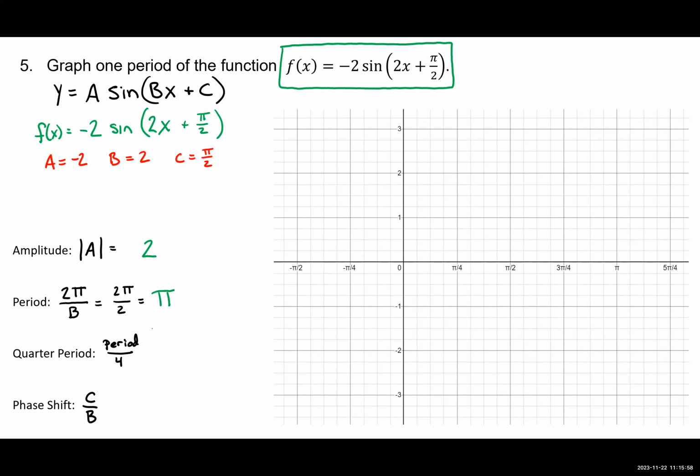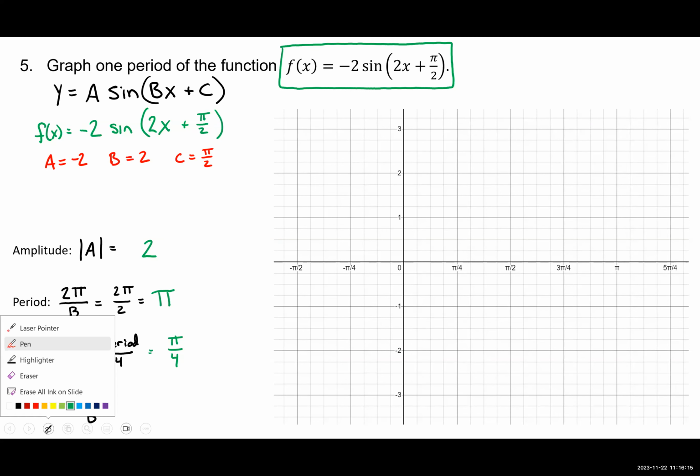Quarter period, divide that by 4. So that's pi over 4. So every pi over 4, the graph is going from 0 to max, that max to 0, all those changes, right?